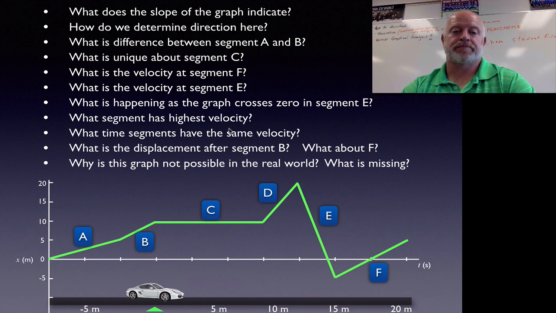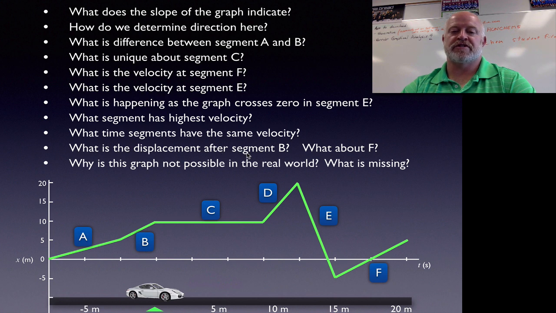Okay? What time segments have the same velocity? Well, we're looking for the same slope here, right? So if we take a look, B goes up 5 over 1, so it's 5 meters per second. F went up 10 over 2, it's 5 meters per second. So B and F, they have the same slope. They're the same velocity.